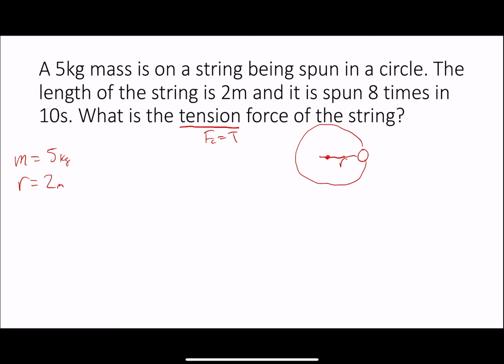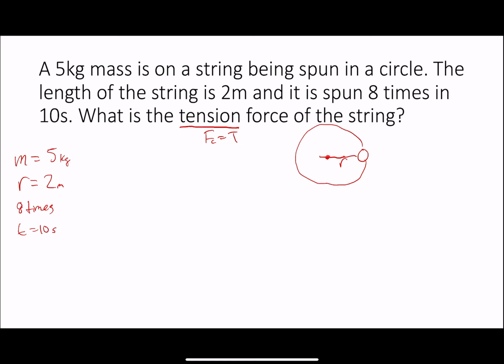And it's spun 8 times in 10 seconds. Okay. And so I'm going to write that down, 8 times. And we have a total time of 10 seconds. And I want to know, what is the tension force? Well, this is a little trickier because we don't have velocity. And so how do we get it? Well, we have to use our definition from kinematics.